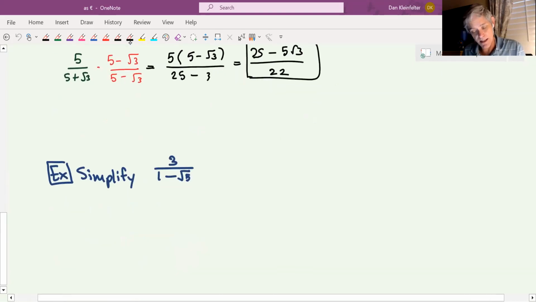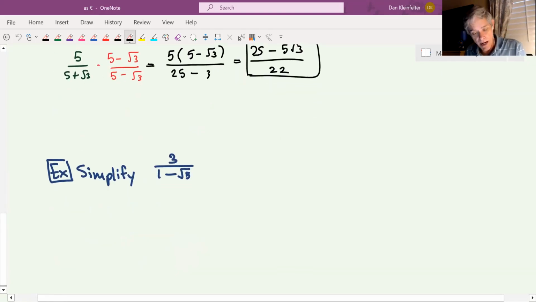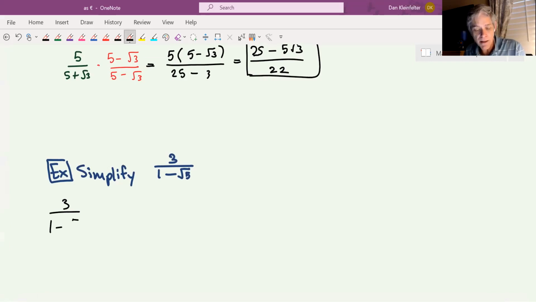Okay, so let's try this one more time. Here we have 3 over 1 minus root 5. Remember that it is always the conjugate of the denominator. Last time, in the last example, it was 5 plus root 3. So in red, I have 5 minus root 3. This time it is a minus in the first place, so we'll make it a plus. So we'll have 1 plus the square root of 5. A common mistake is just to square the denominator or to multiply by just the root 5. And if you try those, you'll see that they just don't work.